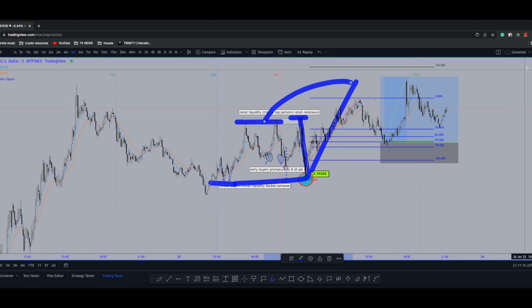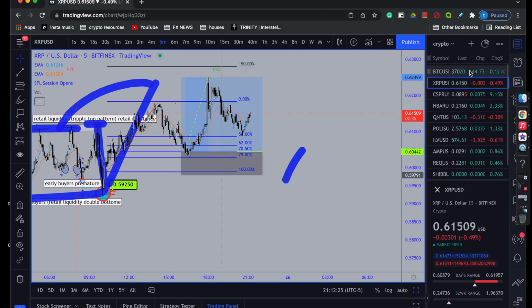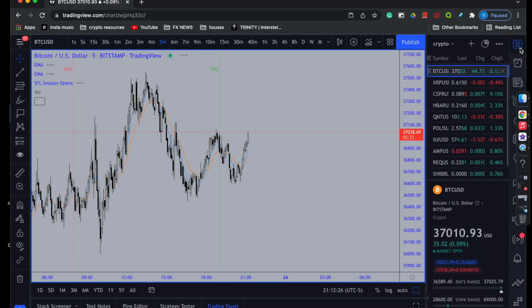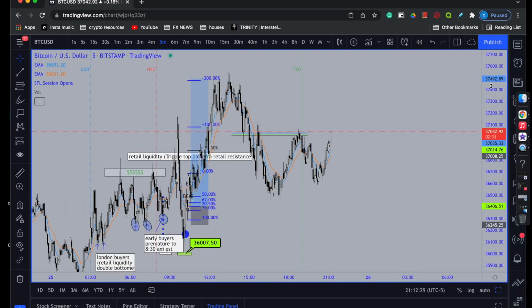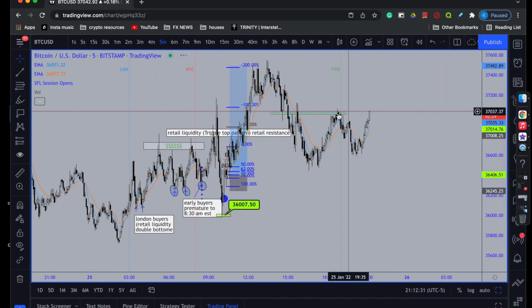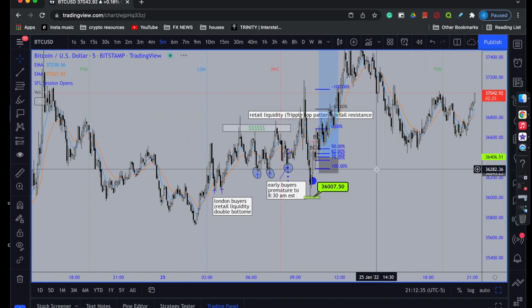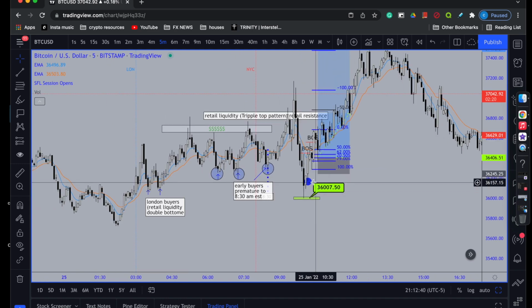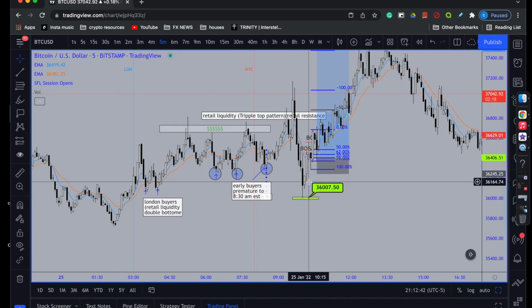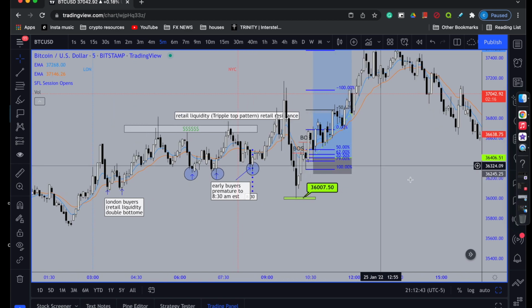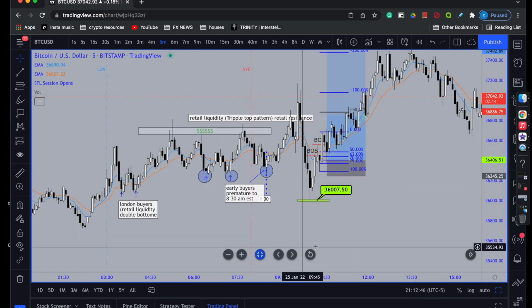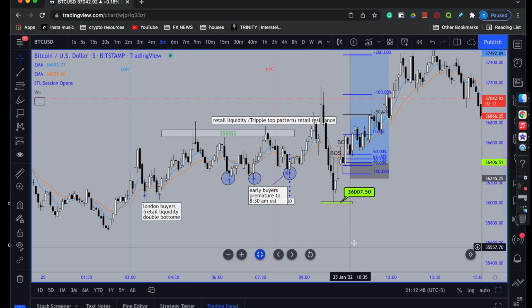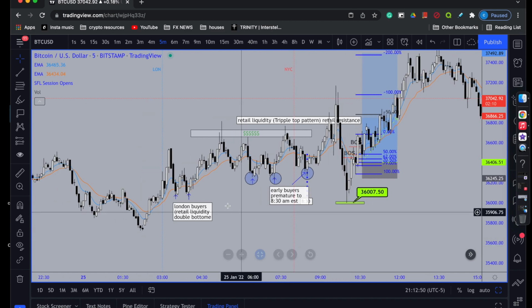So going over to Bitcoin, I'm going to show you guys the similarity in the market. I'm going to show you guys the consistency of what the banking institutions do on a day-to-day basis. Literally all I did was copy and paste the same exact drawings just to prove a point for you guys. I didn't change any drawings. The same exact markings that I just showed you guys on XRP. The same thing happened on Bitcoin, just to show you guys how manipulative this market is. It did the same exact thing.